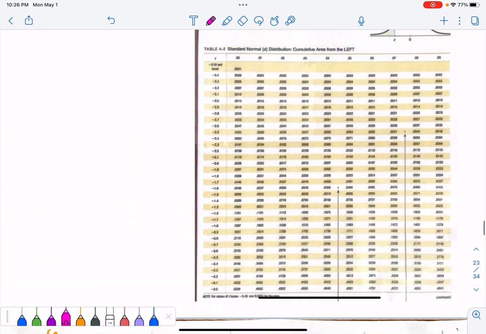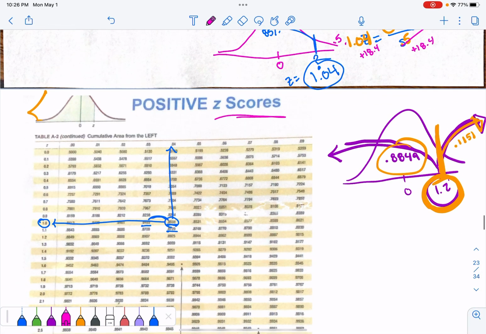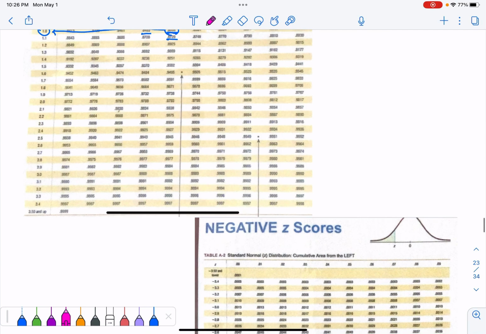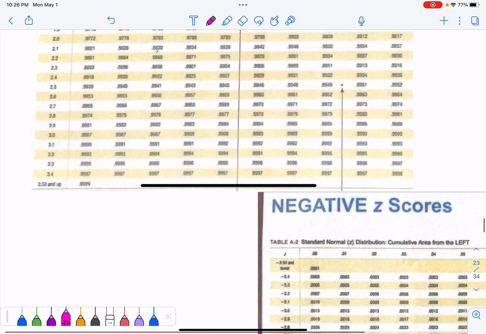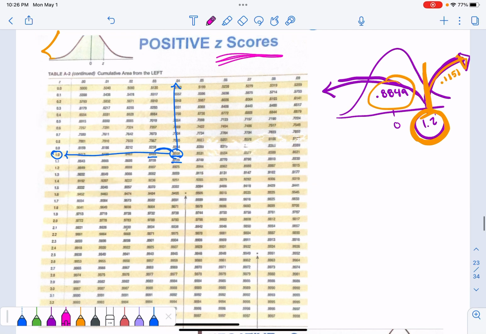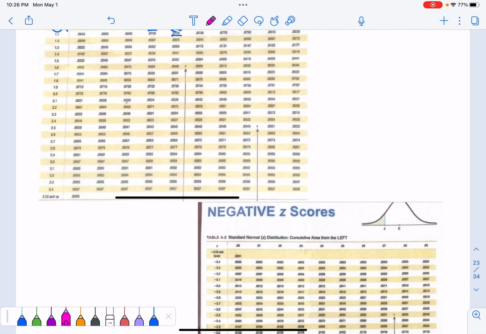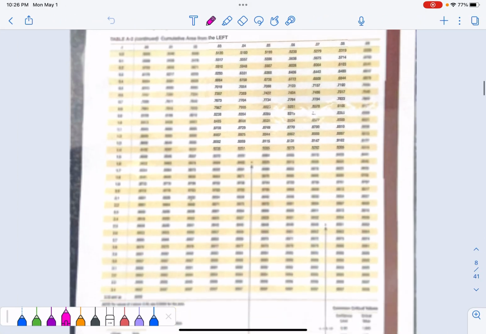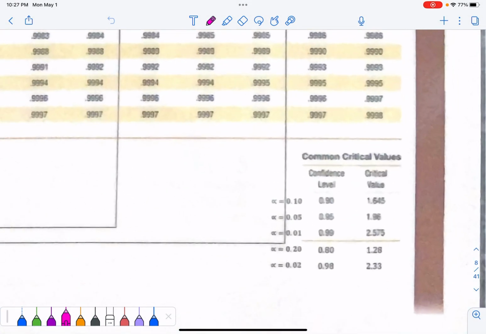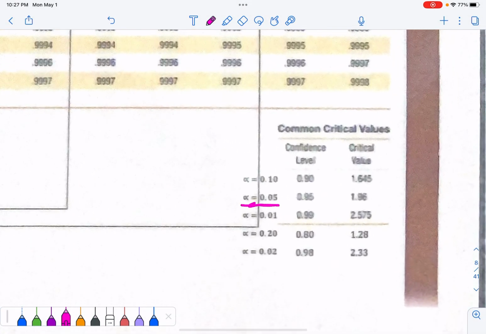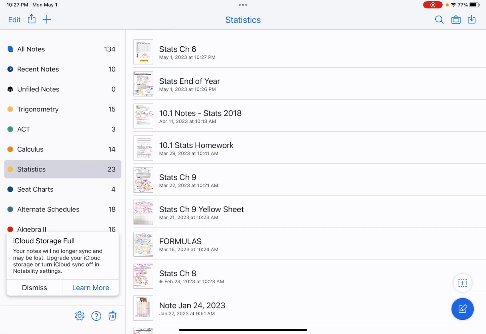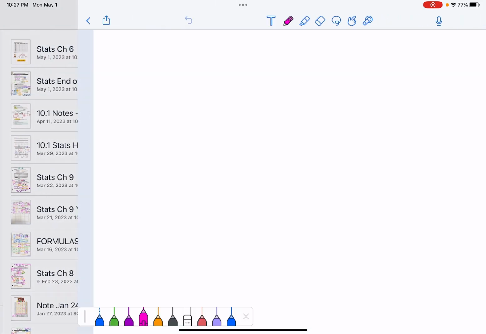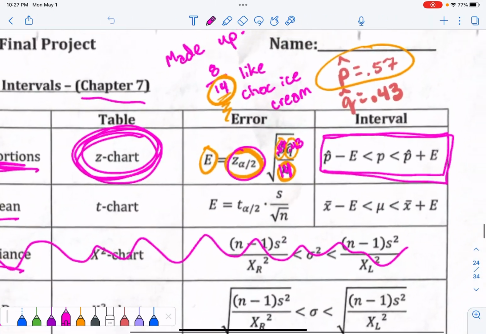So I'm going to go up here to the z chart. This is positive z scores, okay? And I'm going to go to, oh shoot, I don't have it. I cut it off at the end. Ah, crap. 95% is either 1.96 or 1.645. Let me find it. Nope, right here. Here we go. 0.05 is a 95% confidence level. 1.96. Okay, I'm going to go back. 1.96 is the z value that I need.